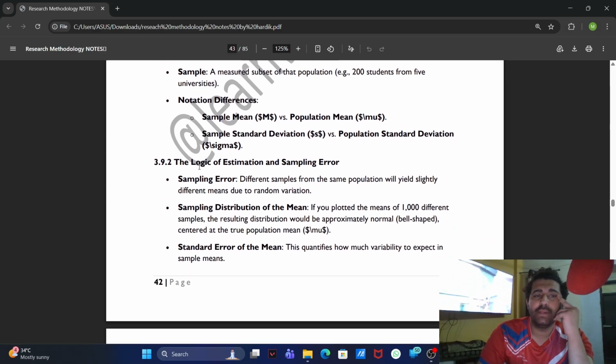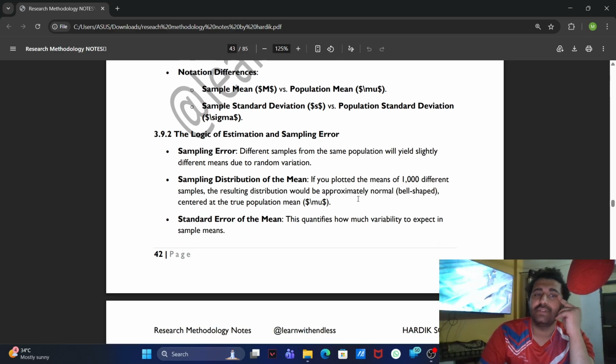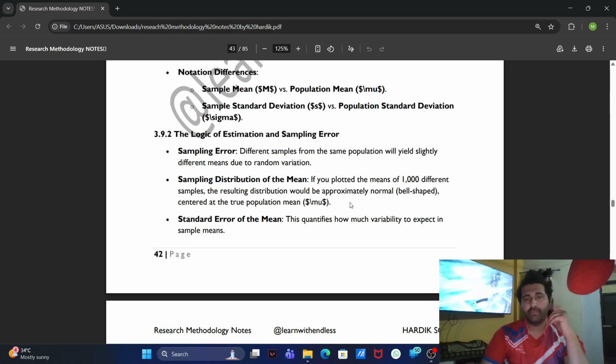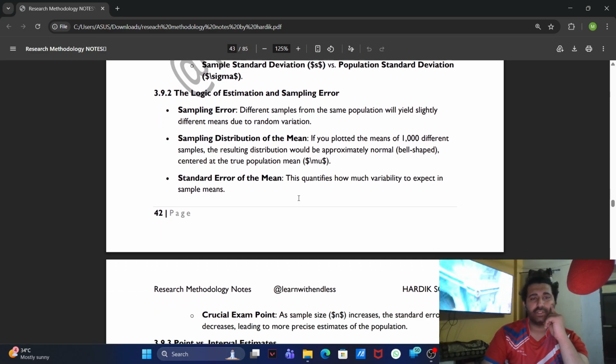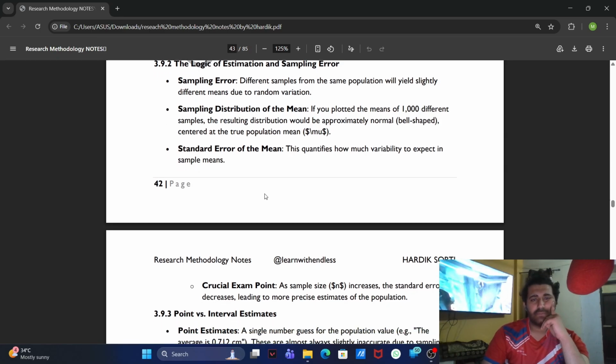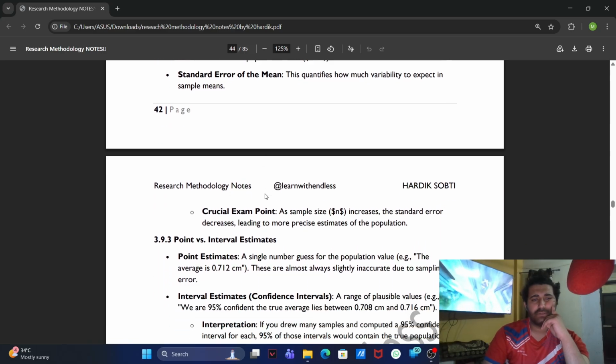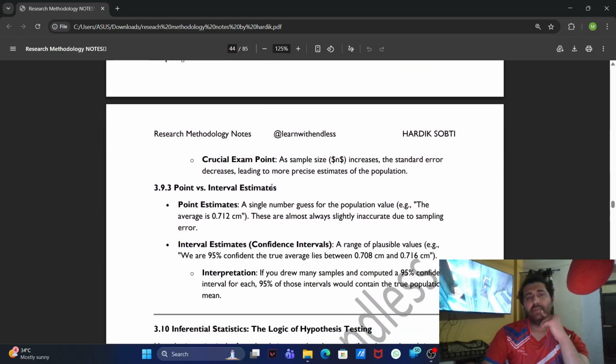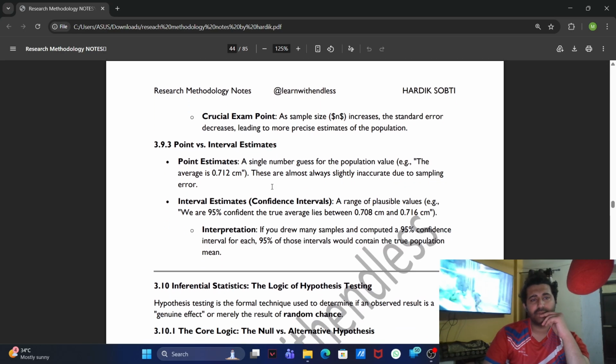Next topic: the logic of estimation and sampling error. Sampling error: different samples from the same population will yield slightly different means due to random variation. Sampling distribution of the mean: if you plotted the means of 1,000 different samples, the resulting distribution would be approximately normal, bell shaped, centered at the true population mean. Standard error of the mean: this quantifies how much variability to expect in the sample mean. Crucial example: as sample size n increases, the standard error decreases, leading to more precise estimation of the population.